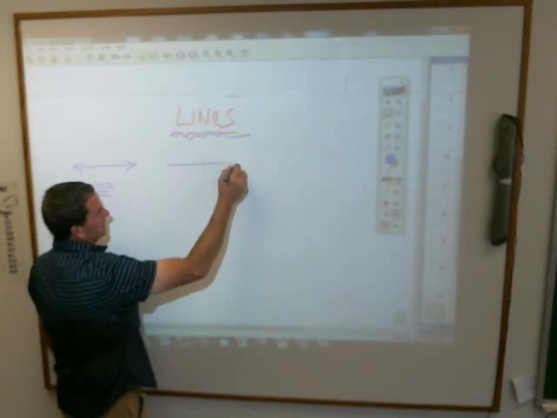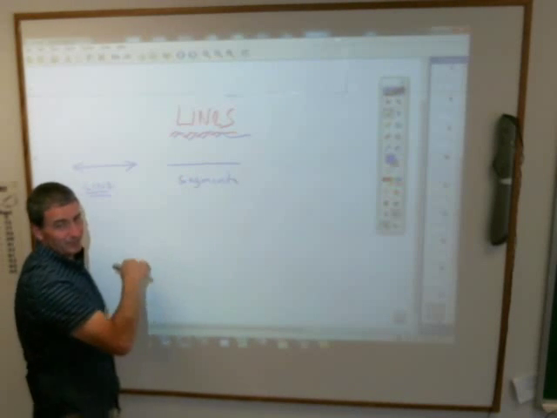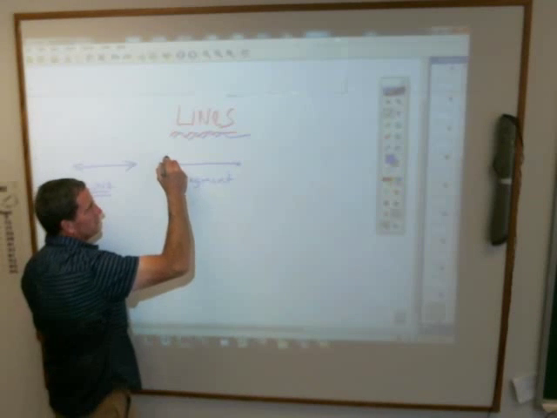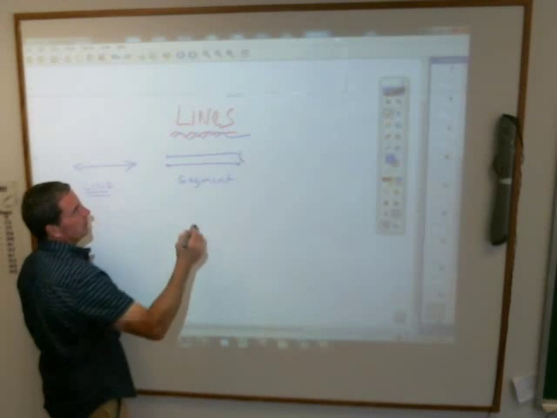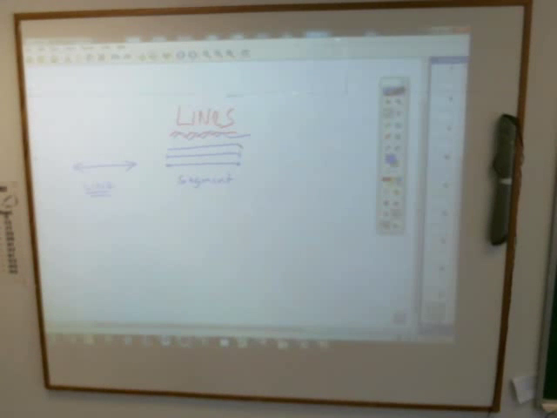A segment does not have arrows. It doesn't have to have dots. I mean, it could. You could put dots in there. A lot of times people do. You could put little hash marks there or whatever. But just a straight line like that would also be a segment because it doesn't have the arrows.